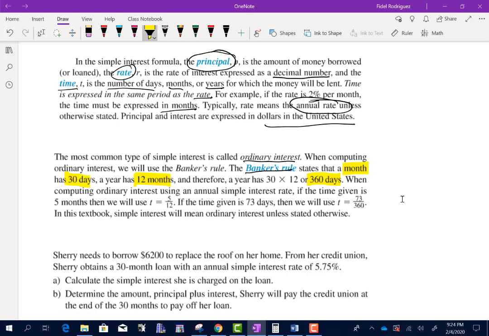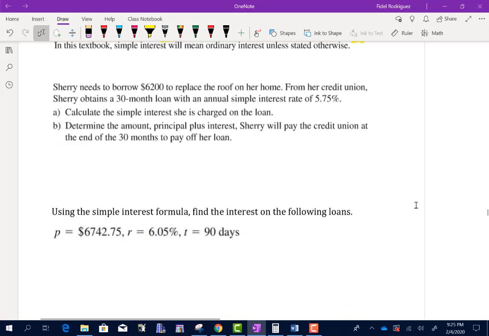It says when computing ordinary interest using a simple interest rate, if the time given is in months, we're going to write it as 5 over 12. Again, 5 over 12 because 5 months out of 12 months, okay? If they're given to us in days, like 73 days, we're going to go 73 over 360. I know usually we say 365, but this is the banker's rule. This is what the banks will use, okay? So, let's take a look at our first problem, see if we can't figure it out.